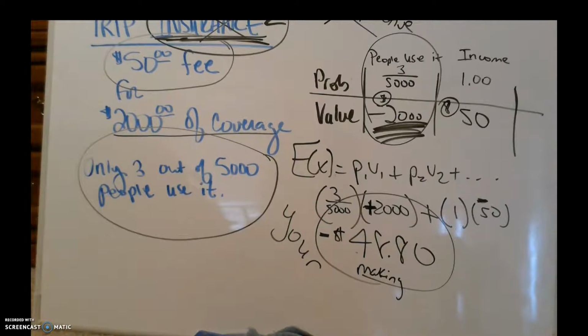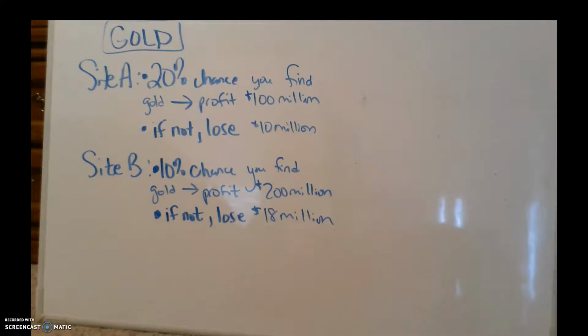All right, we'll try another one here. I'm going to pause and get it set up for you, and then we'll go through that too. So in this problem, we're looking for gold. If we try site A, it's a 20% chance that we actually find it. If we do, we profit $100 million. If we don't, we lose 10 million in expenses. And site B, 10% chance, and we would profit 200 million, and if not, we would lose 18 million.